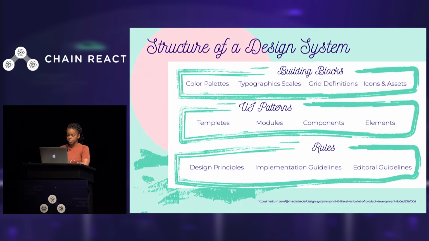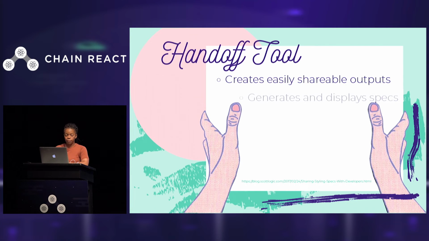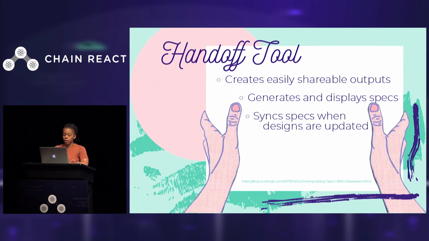So once you have a design system, we need to make sure we're able to hand off the designs to the engineers. And I have determined some requirements in order to choose the right tool for your team. With a handoff tool, you need to be able to create easily shareable outputs. That way the engineers can create their own assets and not have to wait for the designers to give them to them. We need to be able to generate and display specs in the design tool. And we need to be able to sync specs when designs are updated.